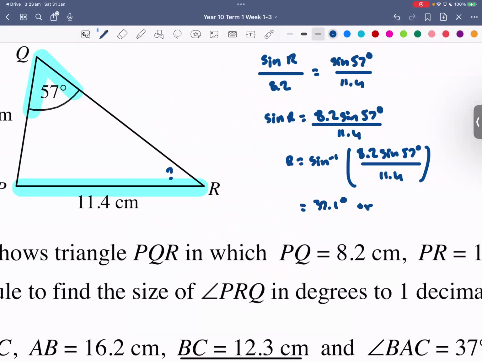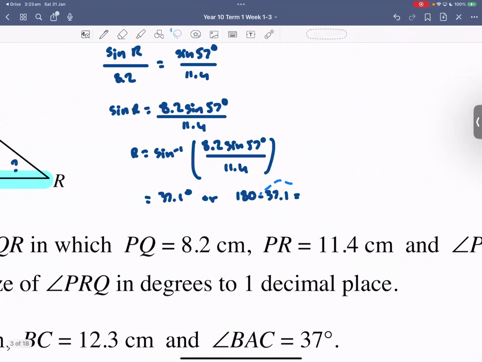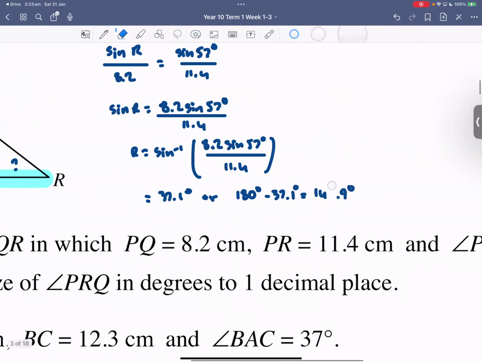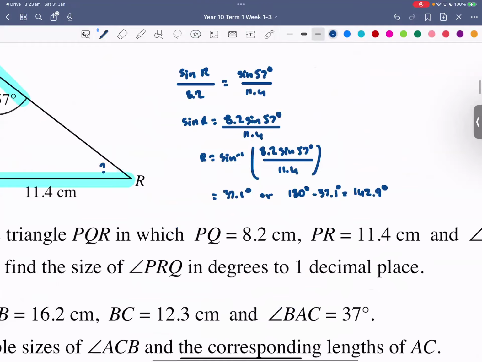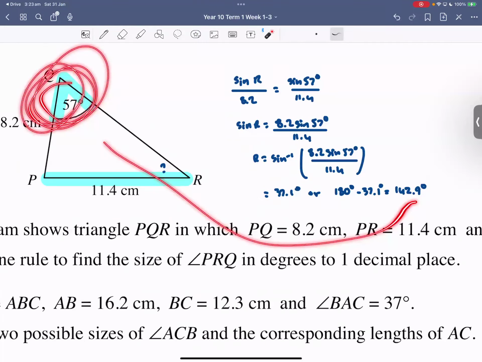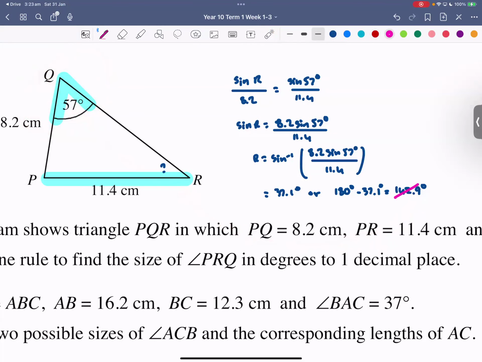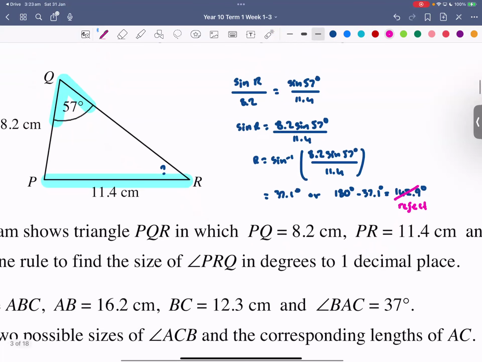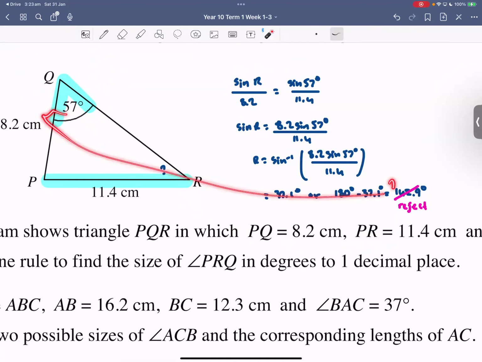180 take 37.1, which is how much? 142.9. But guys, sometimes the obtuse angle does not fit. What's 142.9 plus 57? Does it go above 180? Yeah, okay, fine, reject it. There is a mark for considering it and then rejecting it. It didn't fit because there's already a 57 there, and 57 plus 140 is more than 180, so it can't fit. That's what I mean by check if it fits.